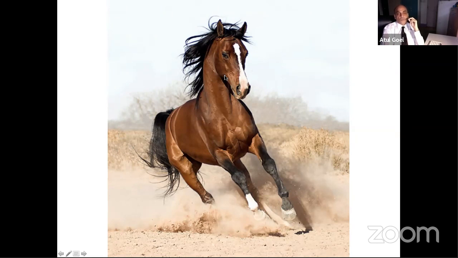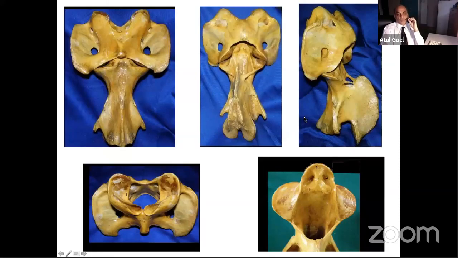So how is the craniovertebral junction different in a horse than in a human being? These are the bones of the craniovertebral junction of a horse. Now you see the beauty of this, just enjoy the beauty which I'm showing you. This is the C2 spinous process, which is quite huge, as you can see.